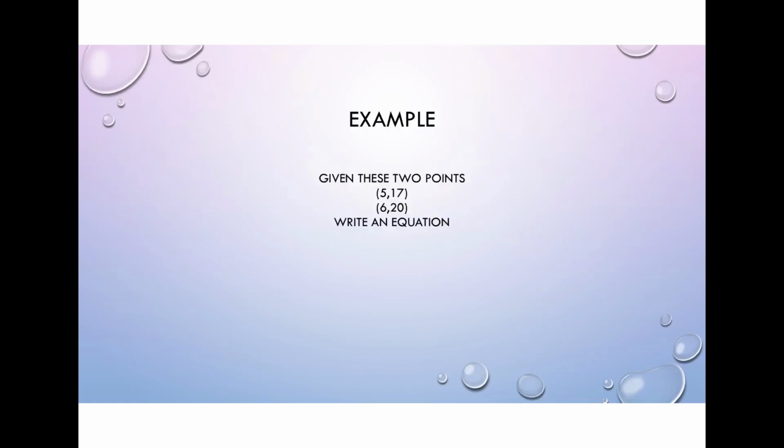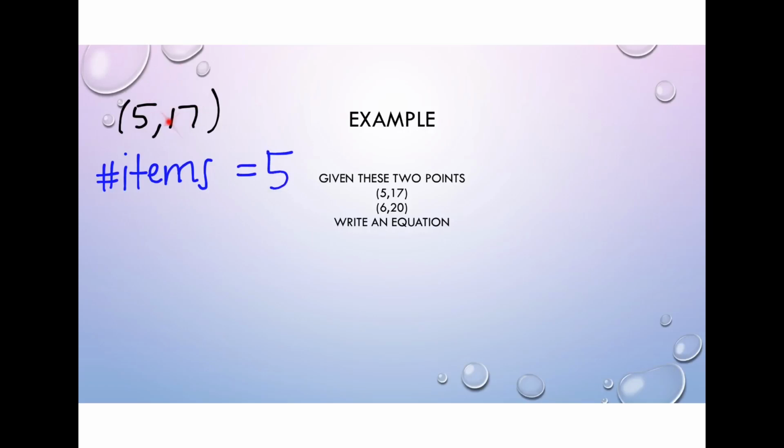The last thing we did was go over an example of when given 2 points, how can I write an equation and how can I relate this to dollar deals. So first off, we're given points (5, 17) and (6, 20). And we said, given (5, 17), we know that 5 is our number of items we bought, and 17 is the cost we spent on those items.